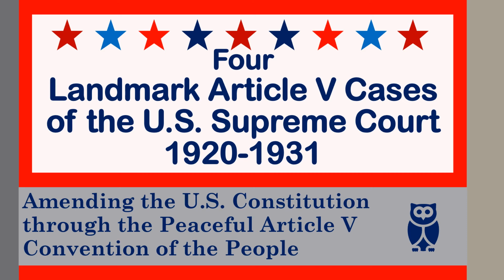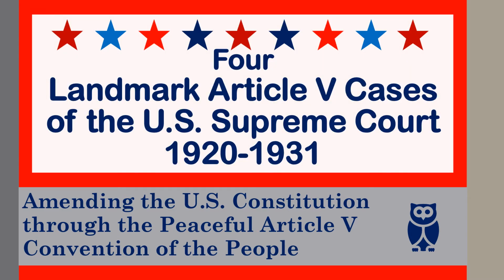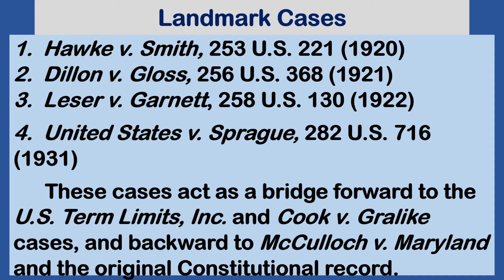In this video, we're going to look at 4 landmark Article 5 cases of the U.S. Supreme Court that were written and published from 1920 through 1931. These are the 4 cases: Hawke versus Smith, which was a 1920 case; Dillon versus Gloss in 1921; Lesser versus Garnett in 1922; and United States versus Sprague in 1931.